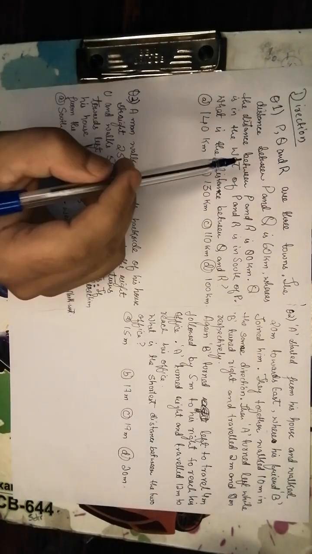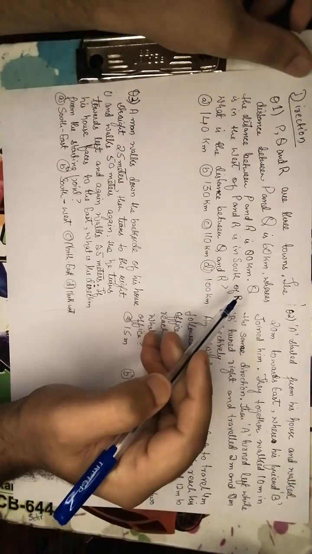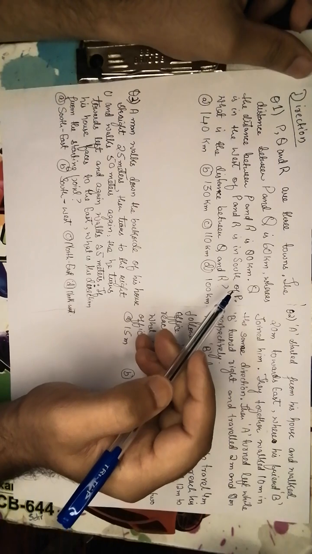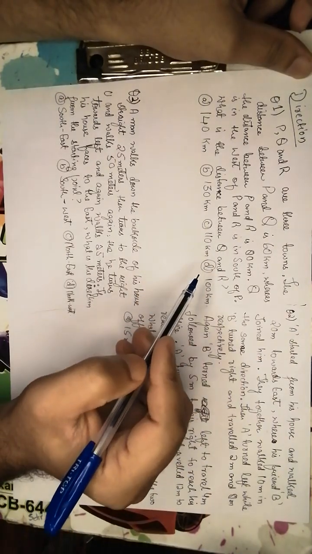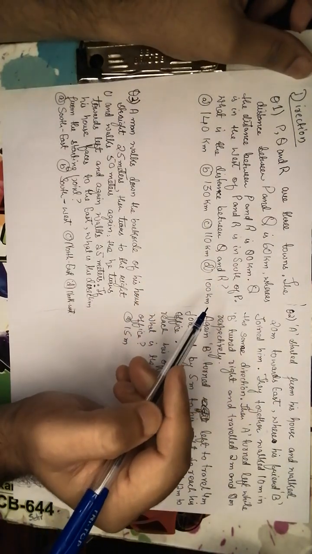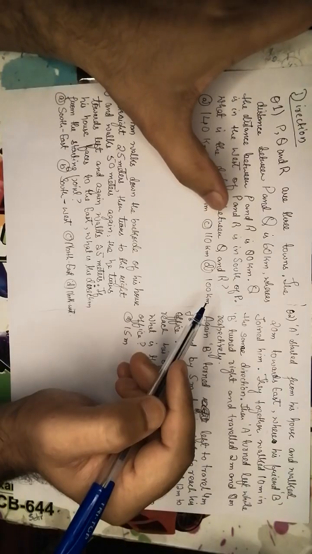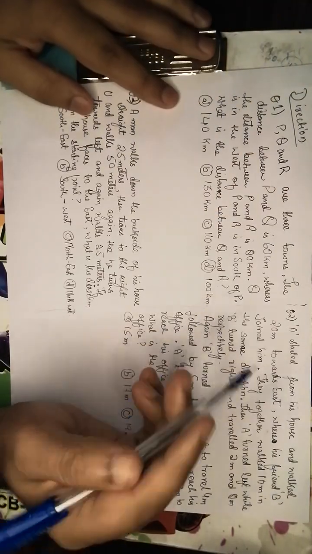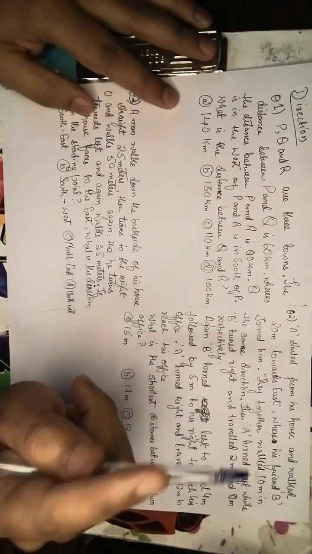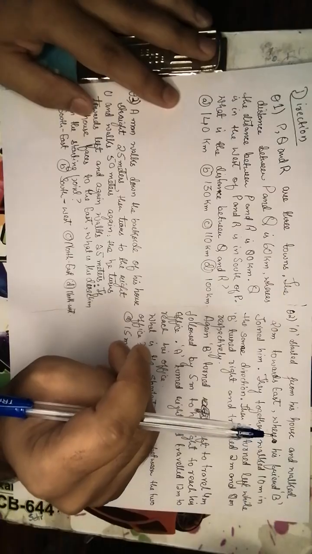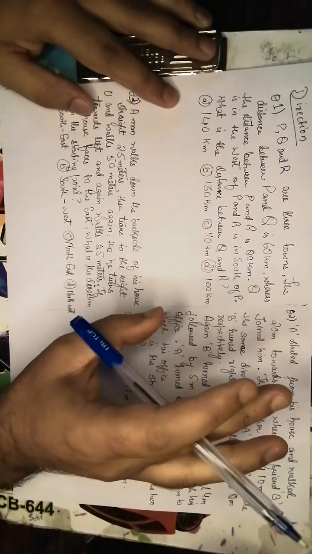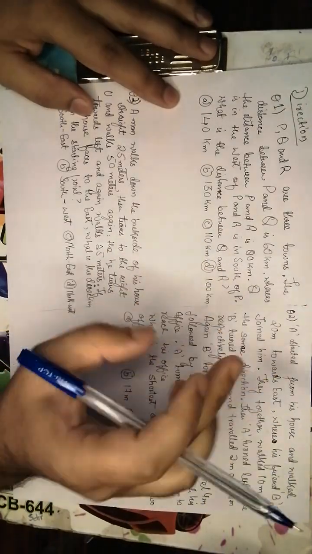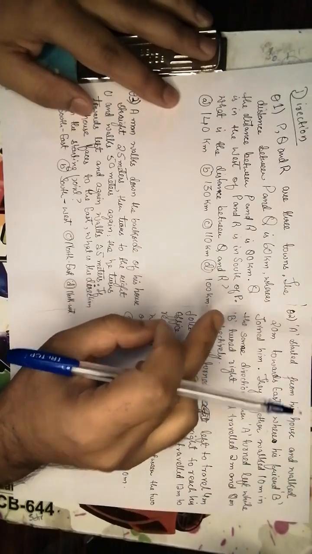So the question number one is: PQR are three towns. The distance between PQ is 60 kilometers, whereas the distance between PR is 80 kilometers. Q is in the west of P and R is in the south of P. What is the distance between Q and R? So what are the three towns? P, Q and R. We know the distances.